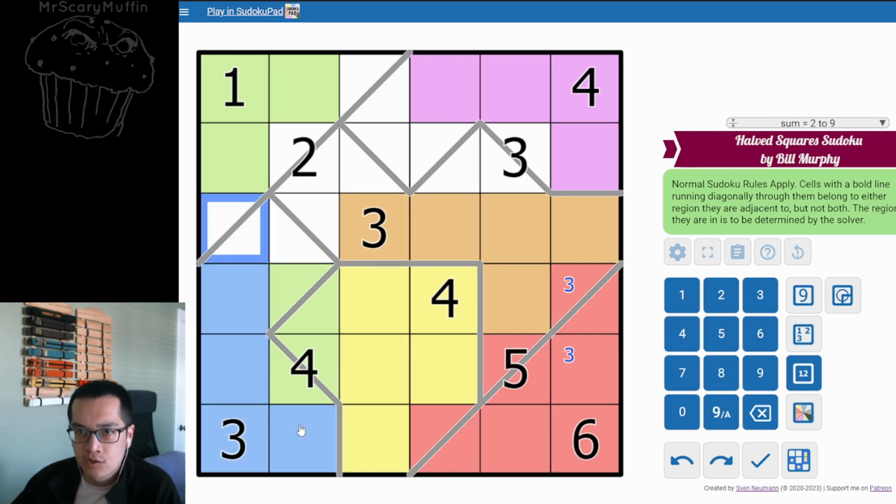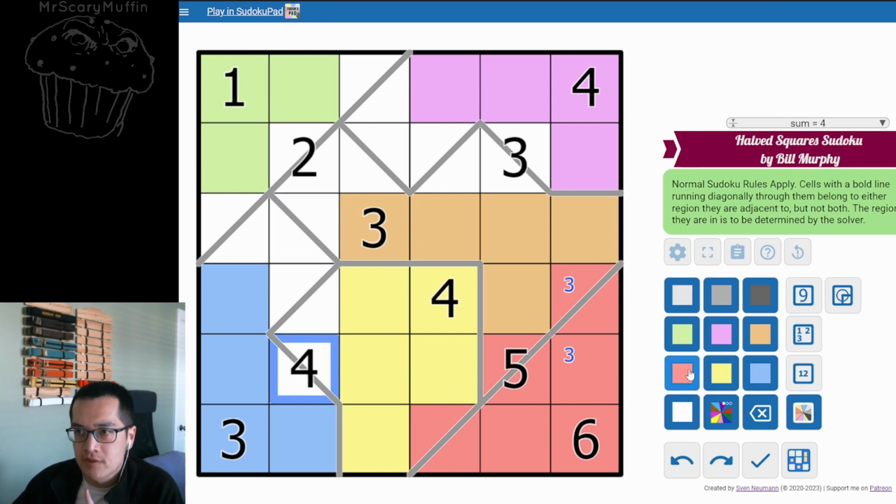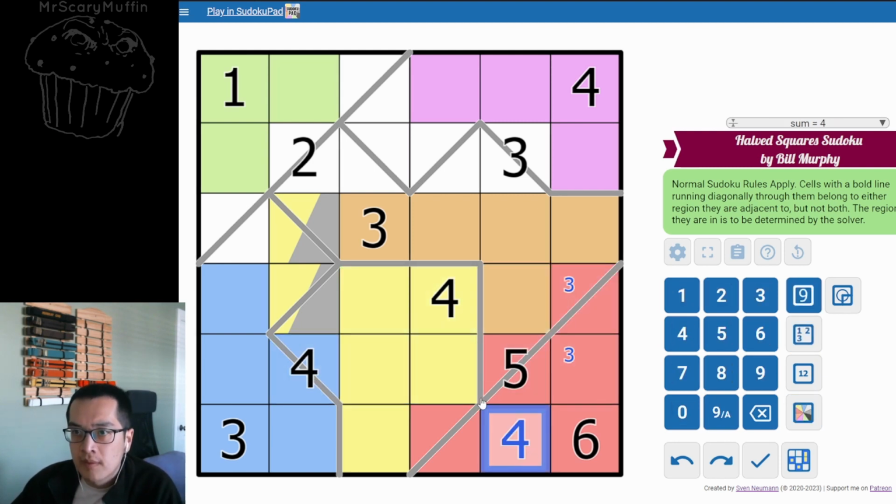So for sure, this cannot be green. So this one must be blue. Okay, so we can do that one at least. And then one of these is going to be yellow. One of these is going to be yellow. Okay, so with that noted, we can write this one in as 4. And then we're missing a 4 here, which has to be right here. And then our last 4 has to be here.